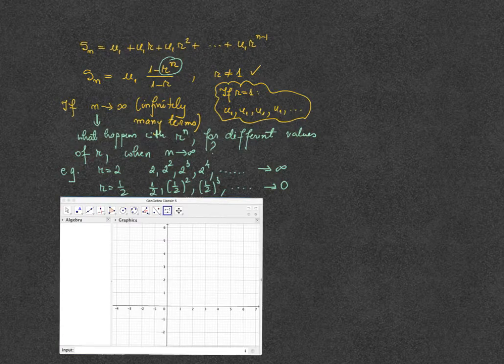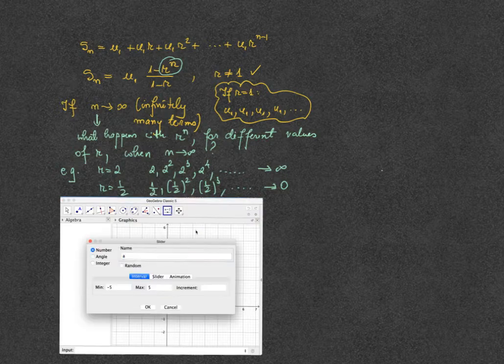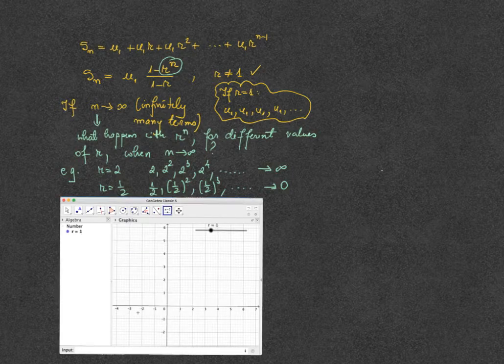In order to explore what happens, I use this app, GeoGebra, which is a very cool app. I will define a slider which will act as r, because I want my r to change. I want to see what happens if r is negative and if r is positive as well. So I just do between -5 and 15 with a small step. So that's my r.